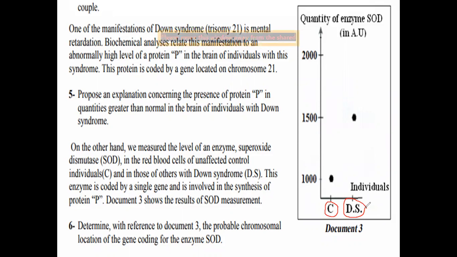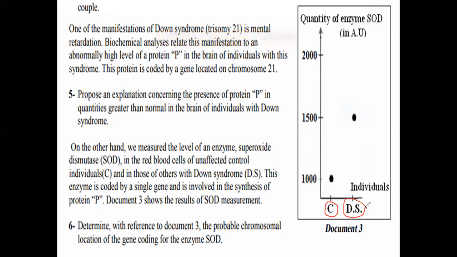This enzyme is coded by a single gene, and it's involved in the synthesis of protein P. It has a role in the synthesis of protein P, which is coded by a gene located on chromosome number 21. The document shows the results of SOD measurements.